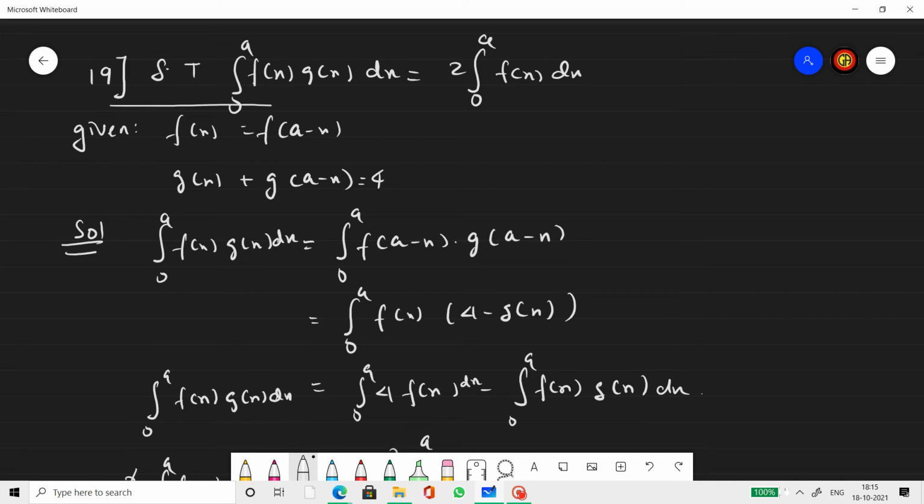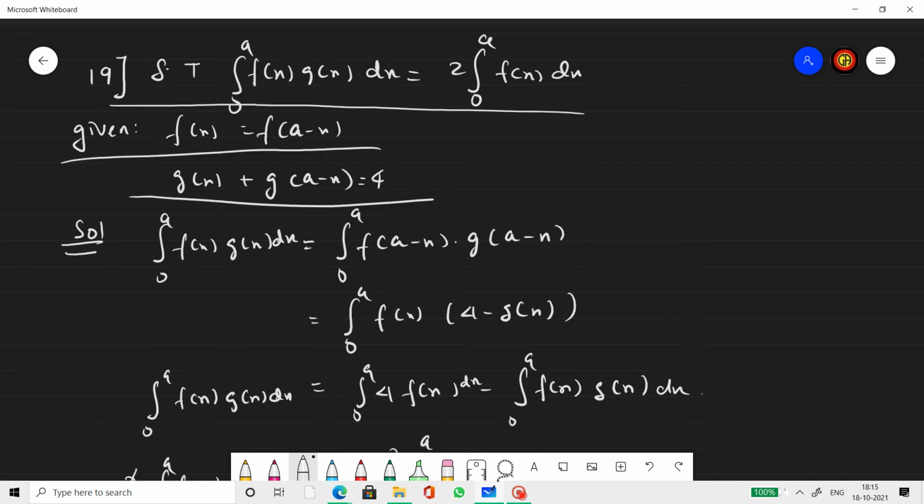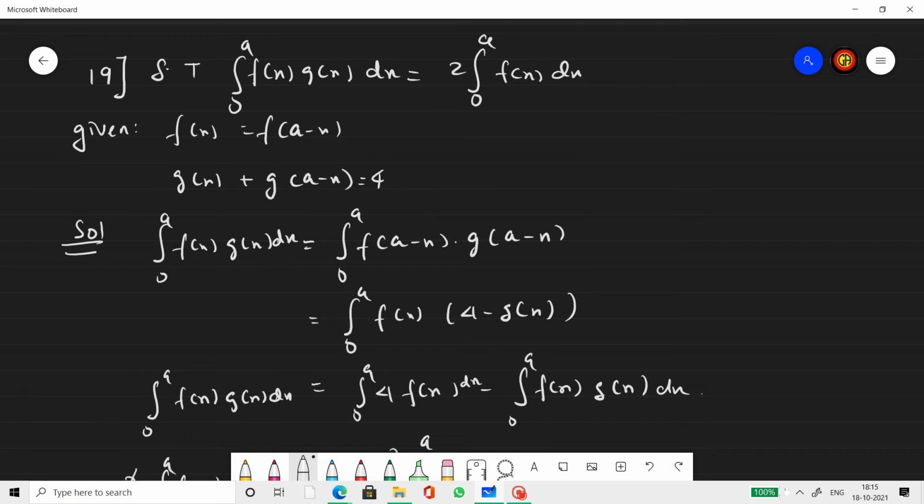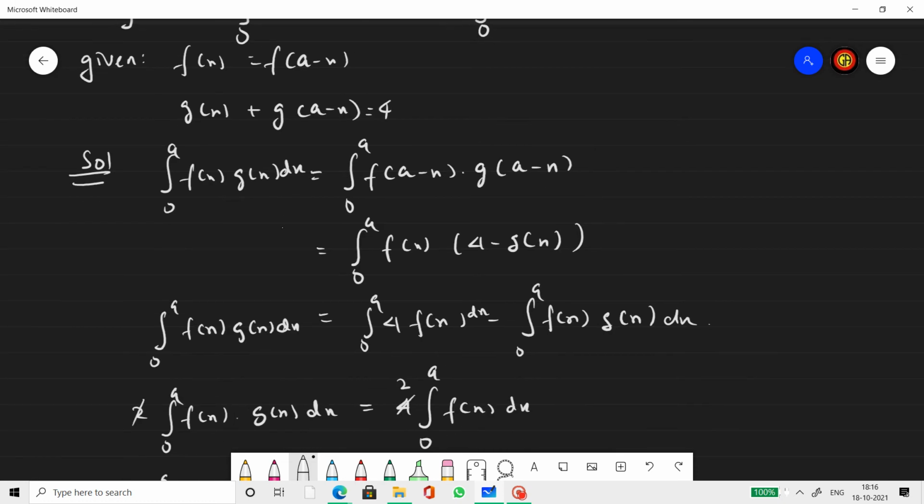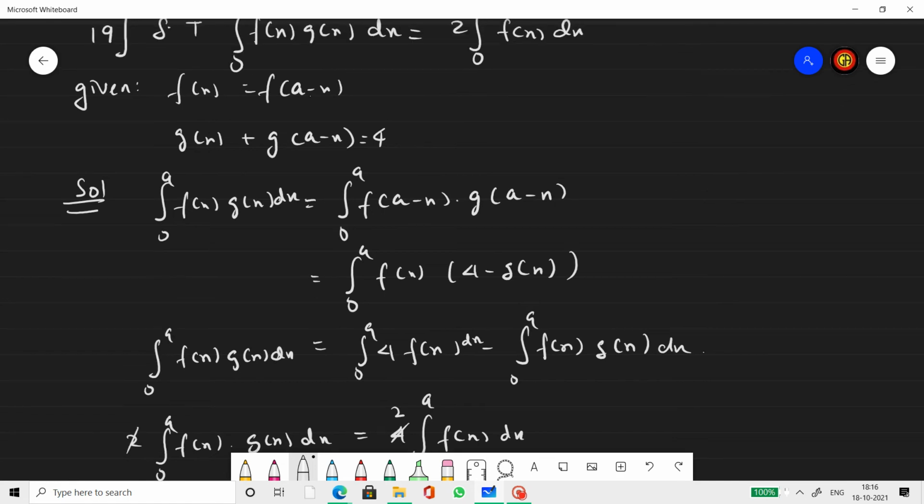Now I've written the question once again, and I've also written what is given in the question. Now let's take the LHS, integration 0 to a f of x g of x dx. Using property 4, I'm changing this to f of a minus x and g of a minus x. It is said in the question that f of x is equal to f of a minus x. So in the place of f of a minus x, I am substituting f of x. And it is also said that g of x plus g of a minus x is 4. So g of a minus x can be written as 4 minus g of x.